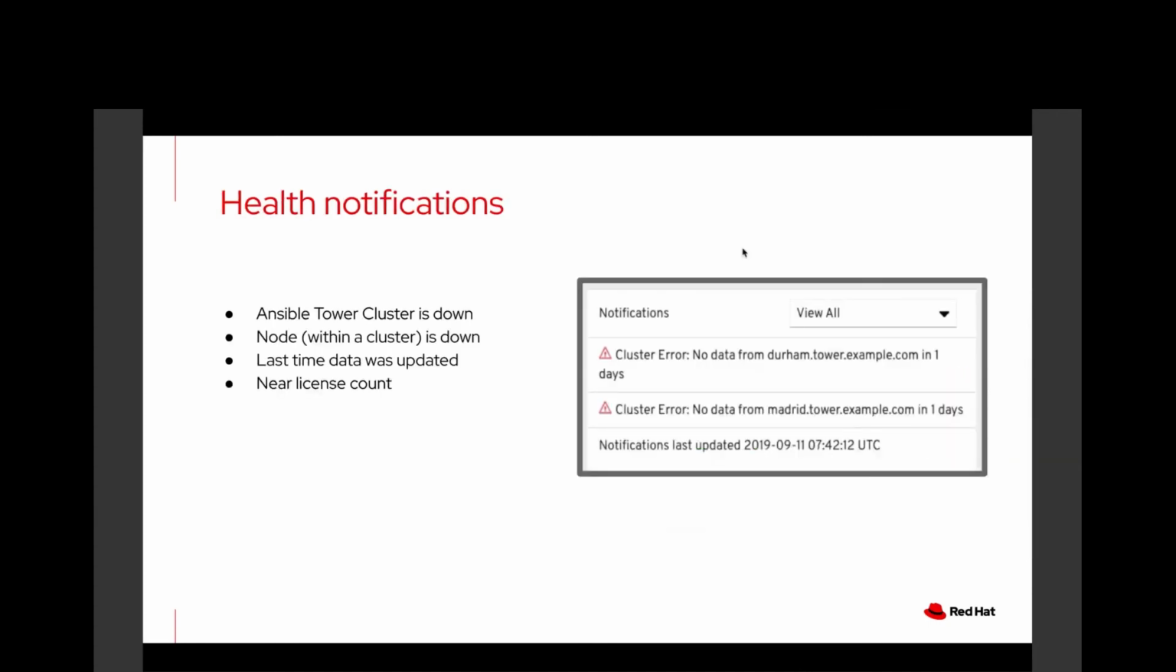Health notifications are fairly limited in the platform launch, but things we're thinking of are license capacity when you're nearing it across multiple clusters. This is something that's a problem for customers today: if they have different clusters, there's no holistic management of the licensing. We'll know if a cluster's down. We can know if a node within a cluster's down. We'll know the last time data is imported.